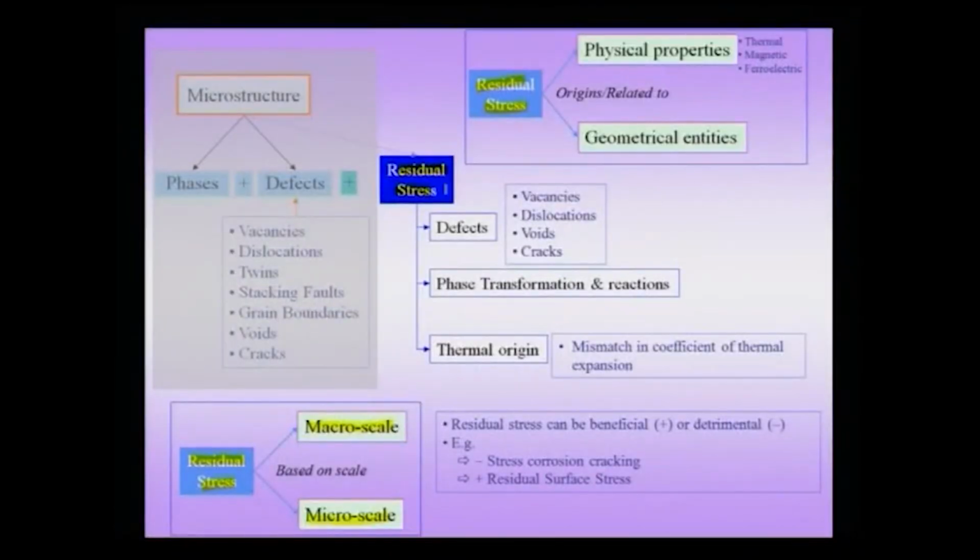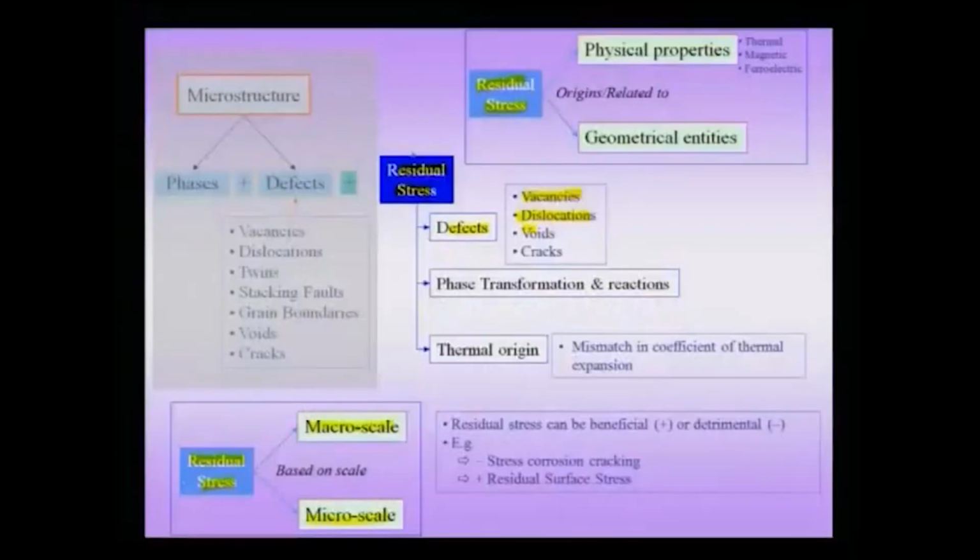Residual stresses can be thought of as those arising from defects, and these defects include dislocations, vacancies, interstitials, etc. We have included voids and cracks in this classification, and we will soon see that there is a slight difference in the way voids and cracks give rise to residual stresses as compared to dislocations and vacancies, and we will talk about that very soon. Phase transformations and reactions can also give rise to residual stresses, and we will see how this kind of residual stress is important from the perspective of the microstructure and the microstructure evolution.